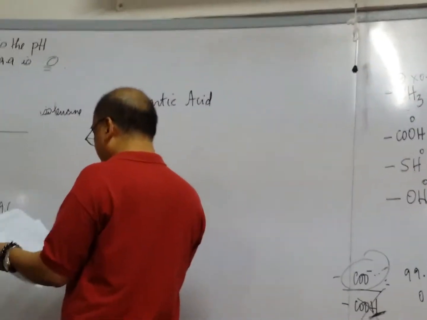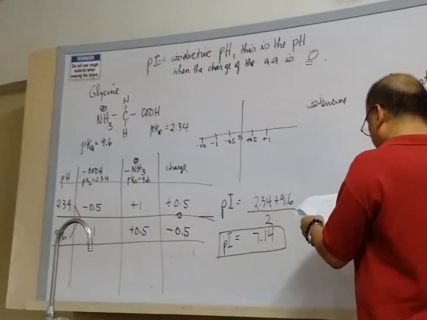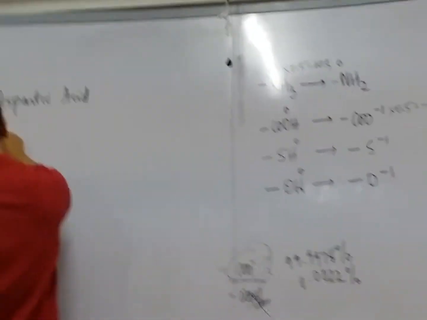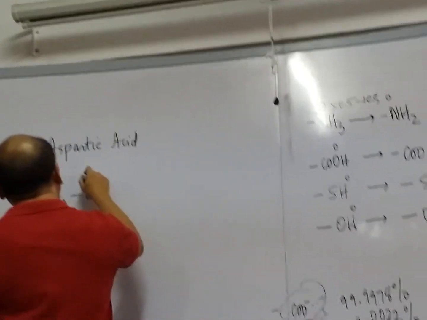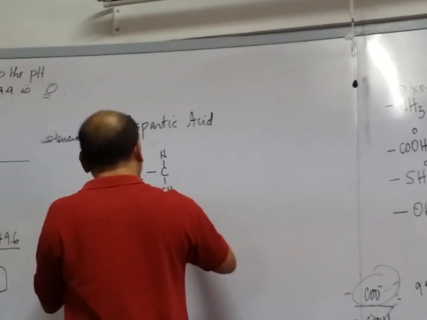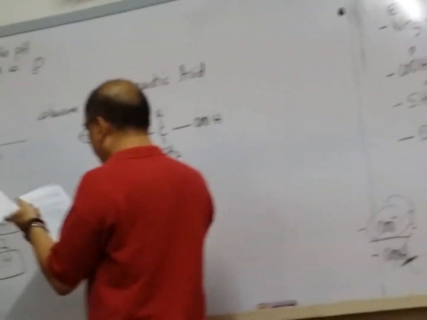For aspartic acid, the formula is... aspartic acid. Then, ano mga nakalagay sa aspartic acid? Yung pKa1.